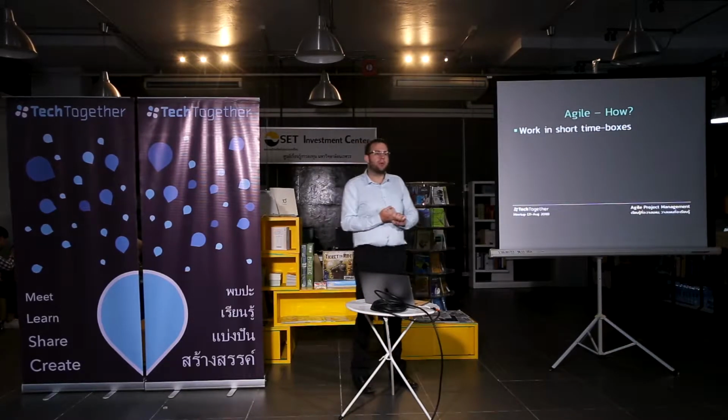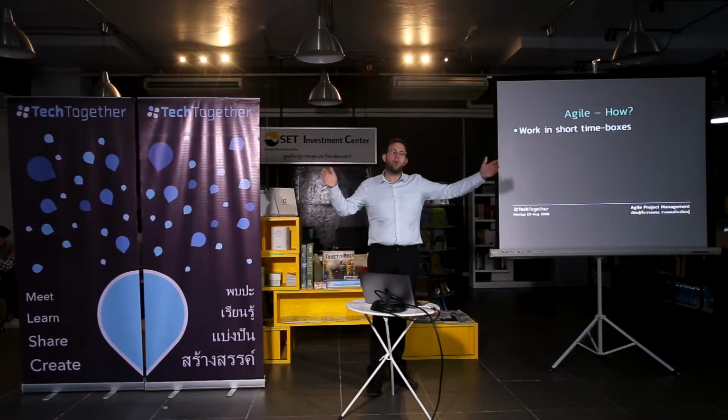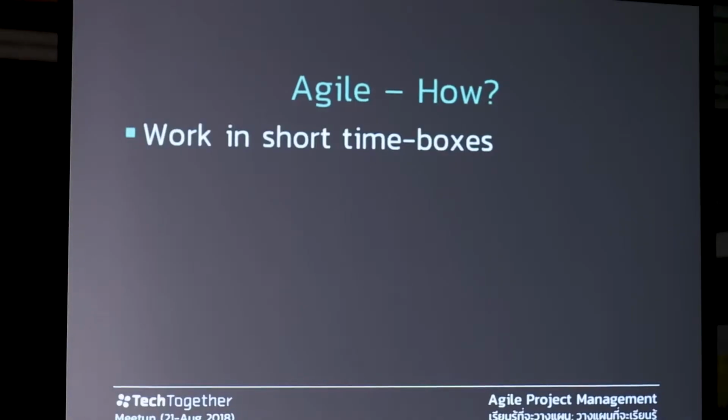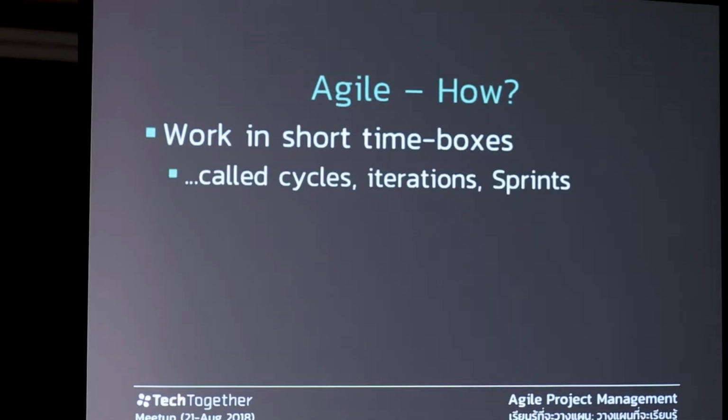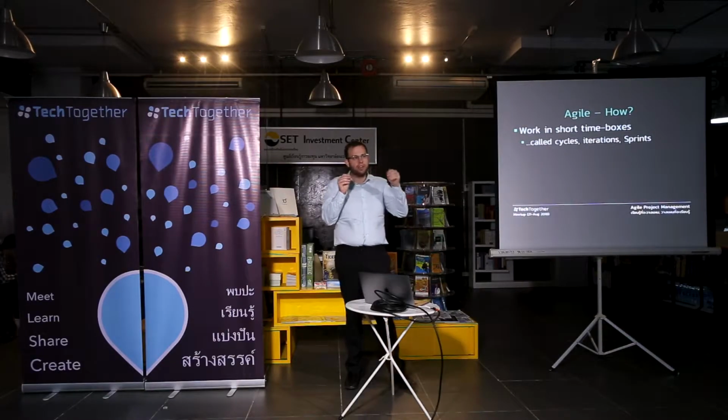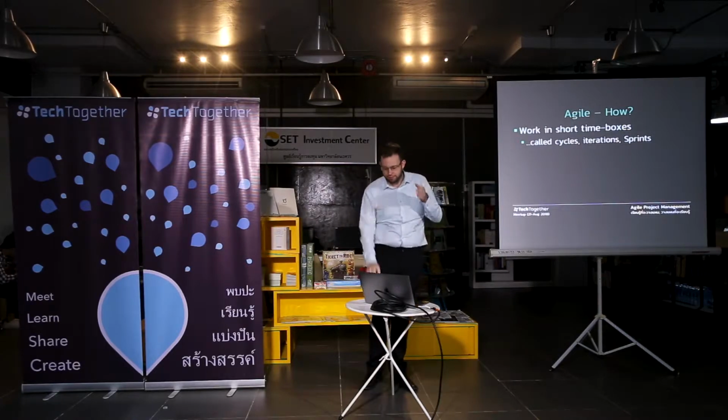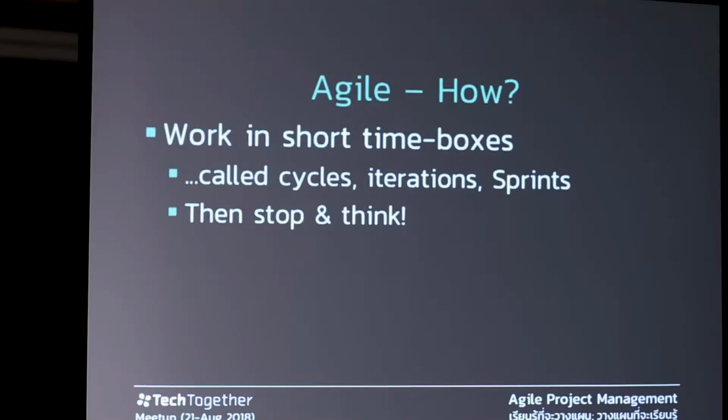Work in short time boxes. So you're not working for 6 months on something. You're not working for 3 months. You're dividing your time into small cycles, small iterations. Actually, depending on which method, they're called cycles, iterations, sprints, many different words. The idea is that you pick a small piece of work to do, you work on it, and then you stop, you think, you learn about your product, you learn about your process.